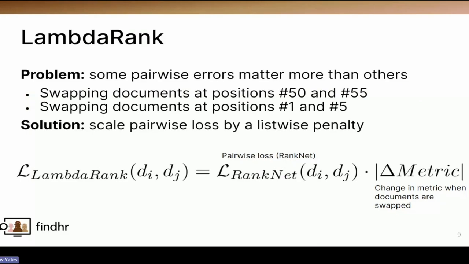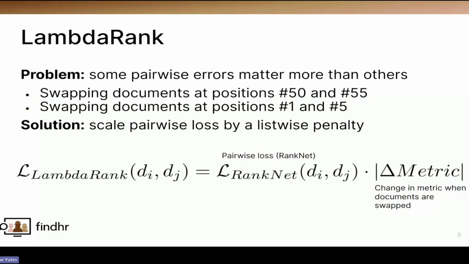So a listwise loss is how we handle this situation. I'm showing you a very straightforward listwise loss here as far as these things go. It's called LambdaRank. The basic idea is that we want to weight those pairwise losses by a penalty that indicates how much we care about this particular swap. So we have RankNet at the bottom as before. This is the same pairwise loss as on the last page. And we have this new quantity, delta metric, which is how much the metric we care about changes when documents are swapped.